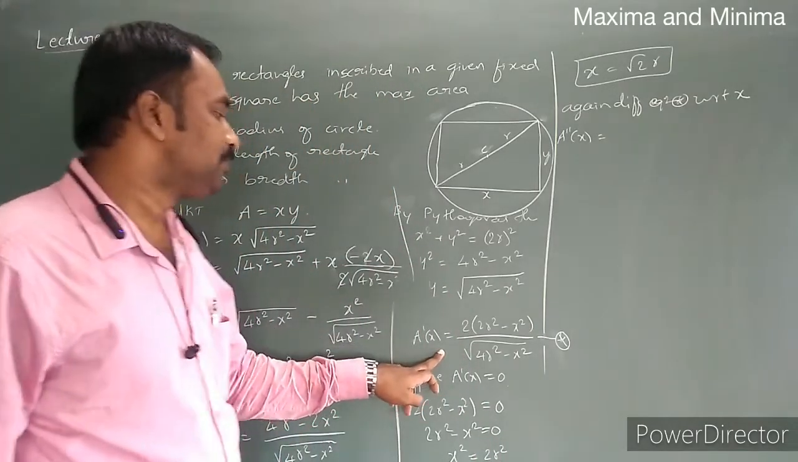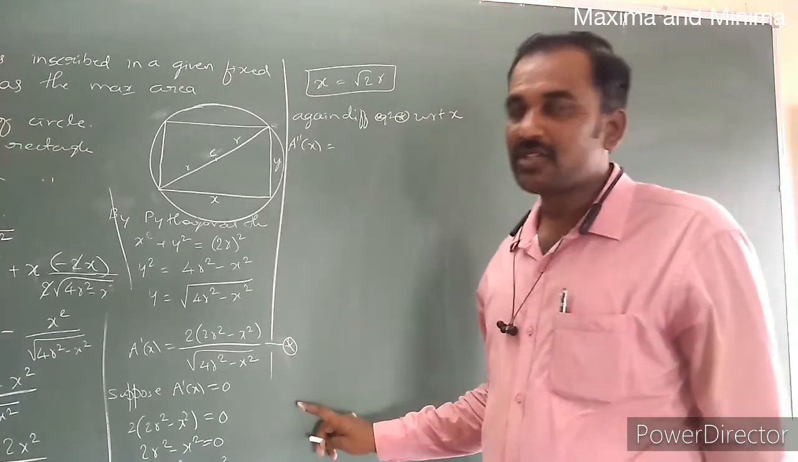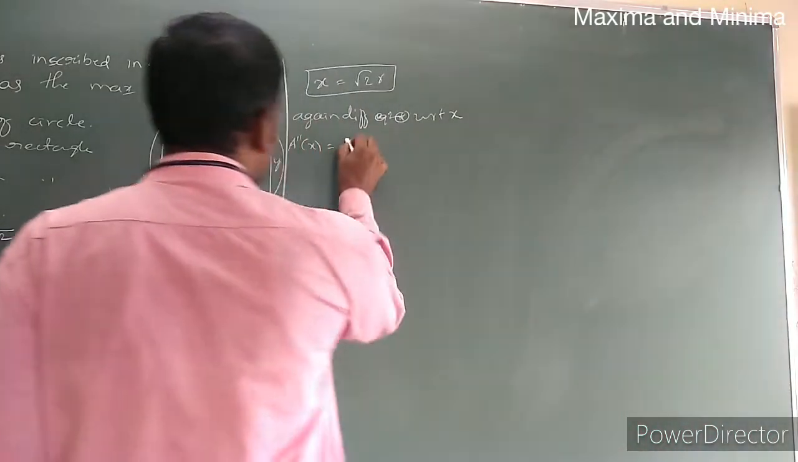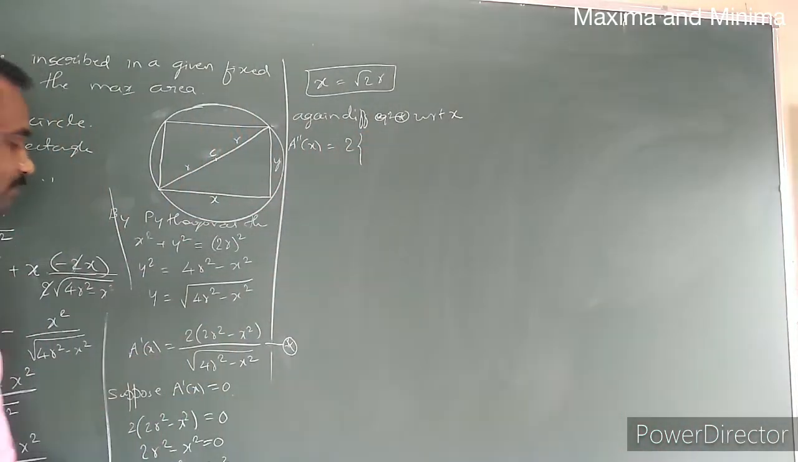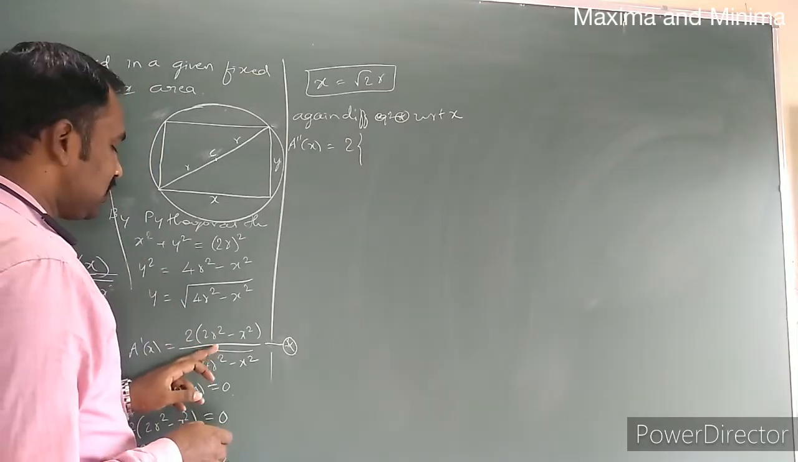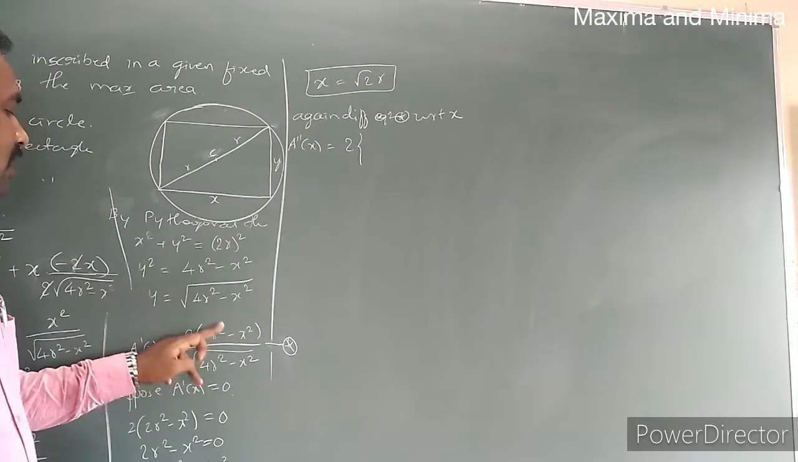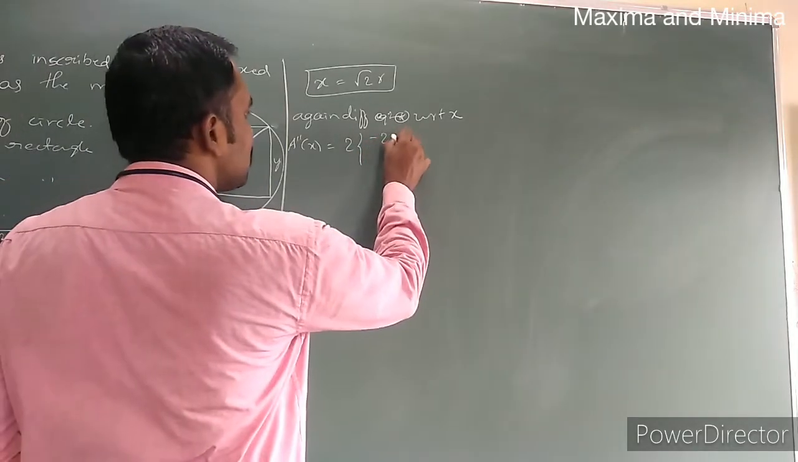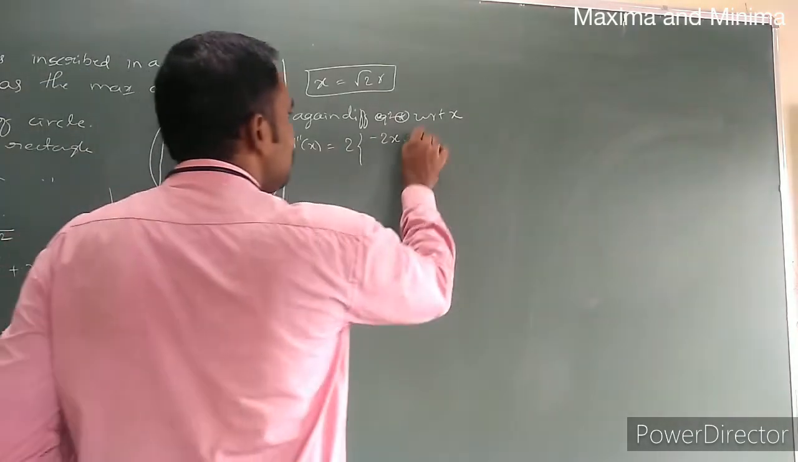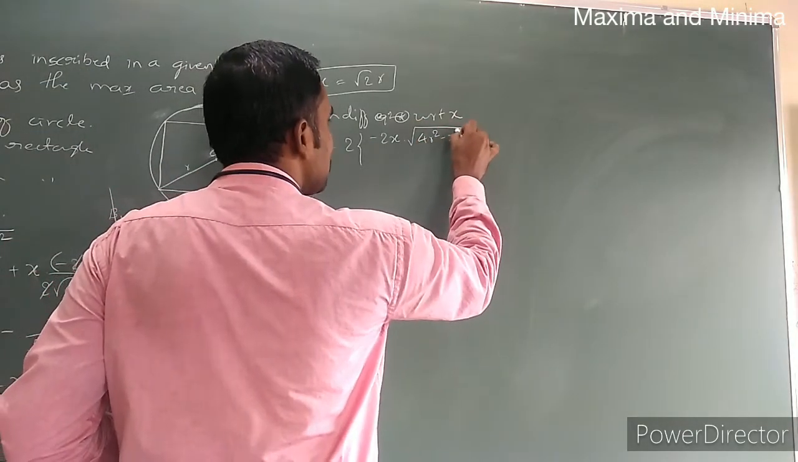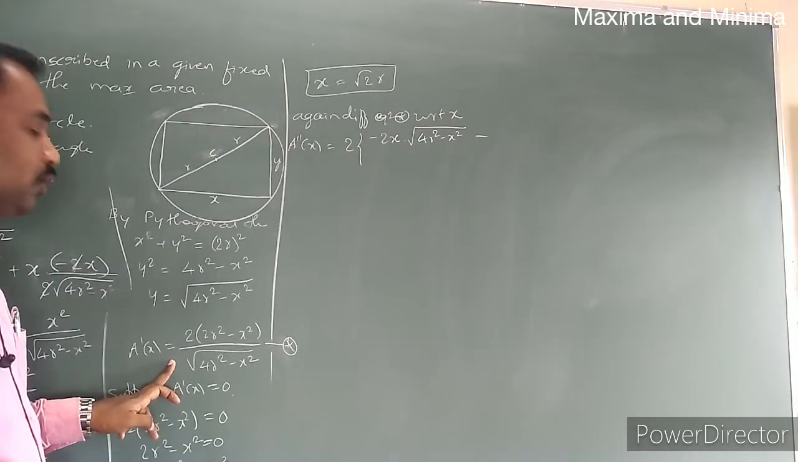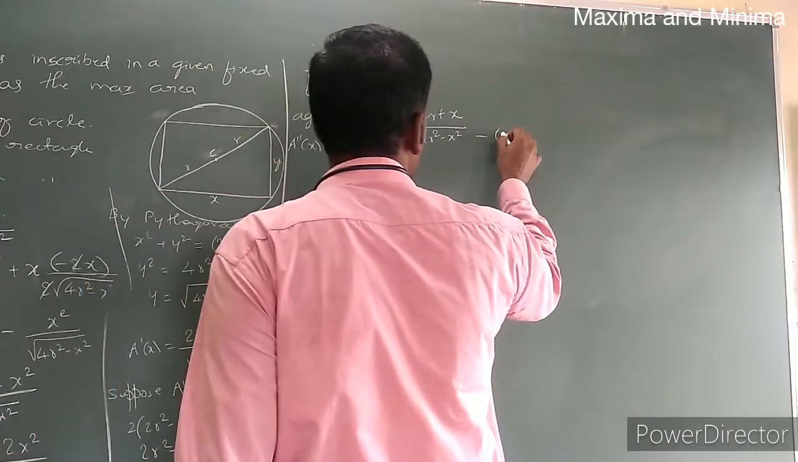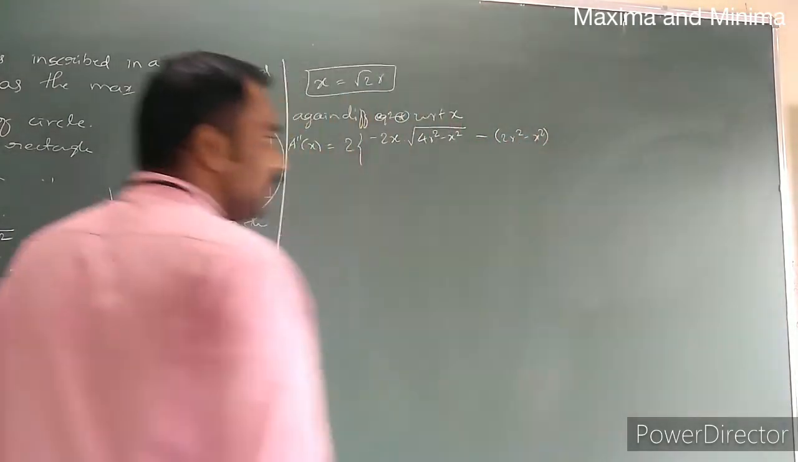How do you use the quotient rule? (u/p)' = (u'p - u p')/p². I keep the 2 outside, and take the numerator function's differentiation, u'. Here r is a constant, a fixed radius, so the derivative is minus 2x, multiplied by p, the root of 4r² minus x², minus u times p', where u is 2r² minus x².